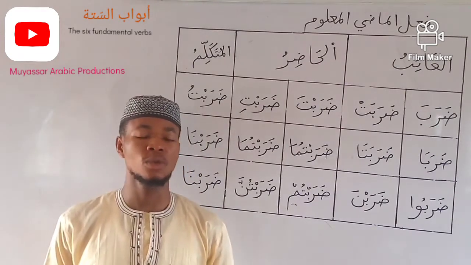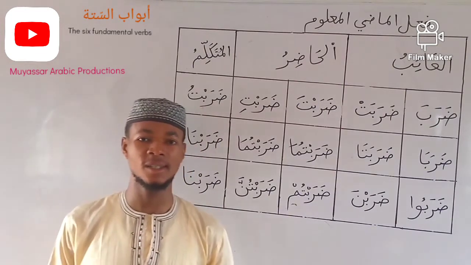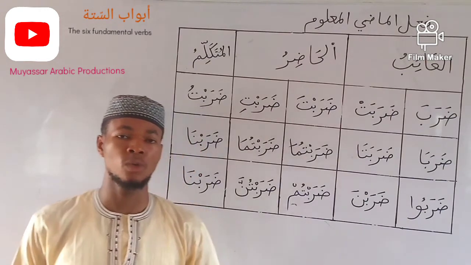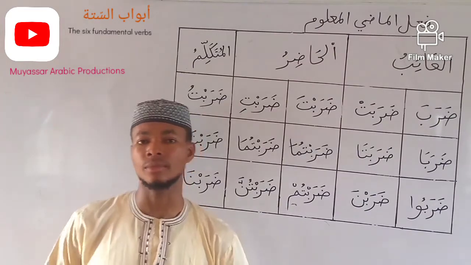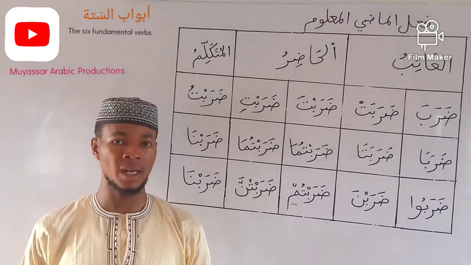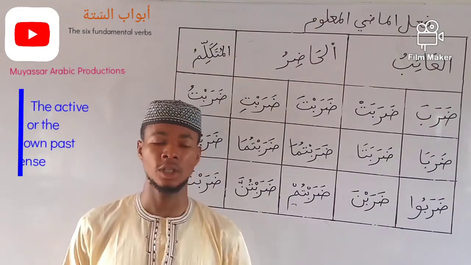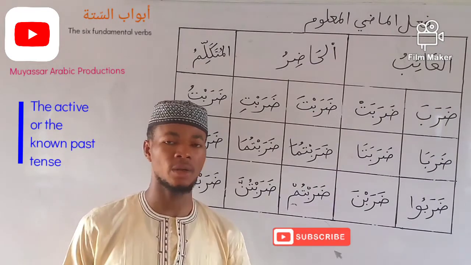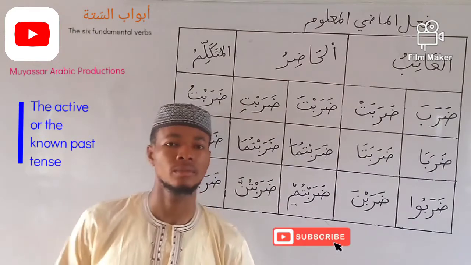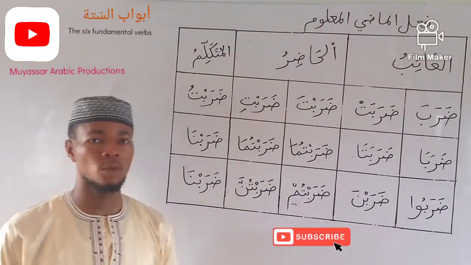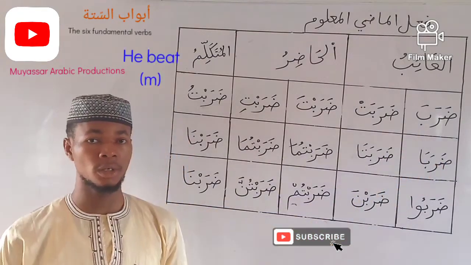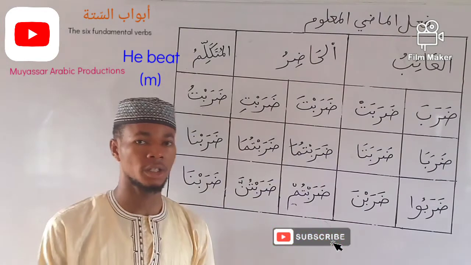In this lesson, we are going to be looking at the analysis of the second among the 6 fundamental verbs, which is daraba. Now, first of all, let's look at the active past tense of this verb, which is fi'l al-madi al-ma'lum. That is the active past tense of daraba. Now, the first verb we have on the table is daraba, meaning he beat. That is in masculine gender.